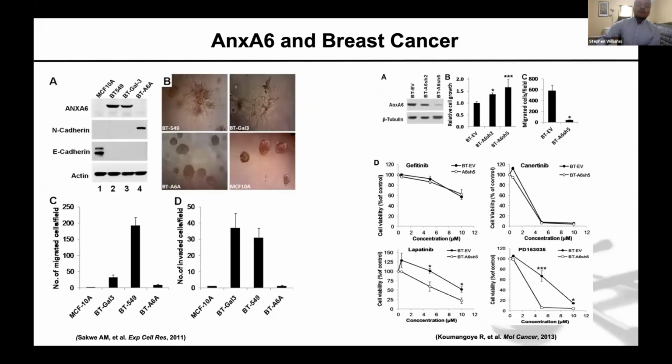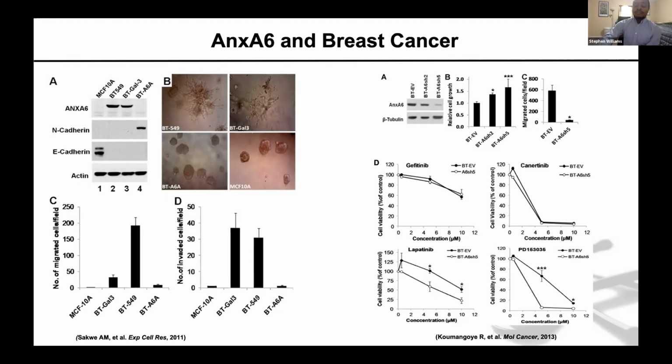And so going back to the whole story of annexin-A6 and breast cancer, it was first elucidated from our lab in 2011, where we showed that annexin-A6 expression correlates to this invasive breast cancer phenotype. Cells that express high levels of annexin-A6 take on this invasive property, but when you downregulate annexin-A6, you inhibit that invasive property, but you see rapid growth and a decreased migratory ability of these cells.